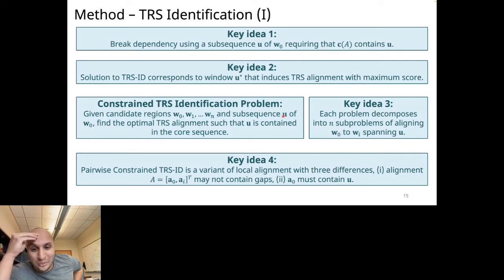And the way we're posing this problem, it's a variant of local alignment. There are three differences, and the differences come from the constraints that I imposed on TRS alignment. So the alignment may not contain gaps, and A0 must contain U.